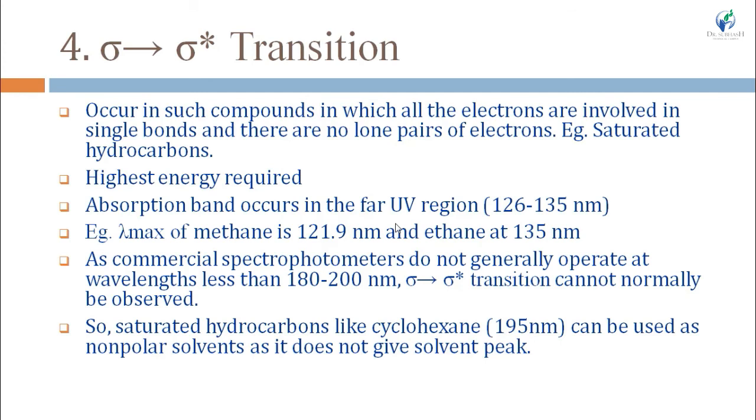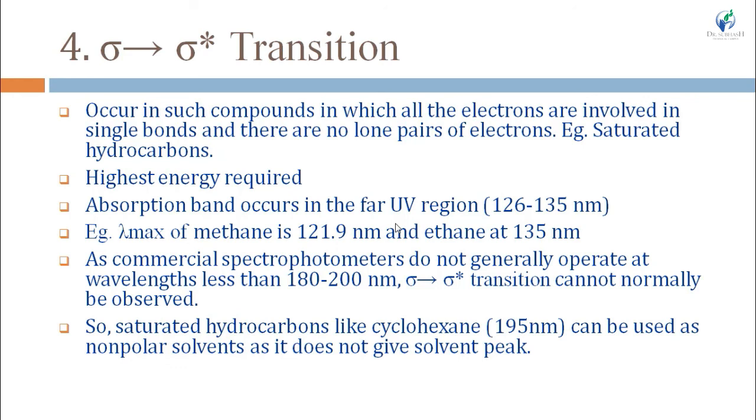And the last transition is the sigma to sigma star transition. This transition occurs in compounds in which all the electrons are involved in only sigma bonds, which means in single bonds only. Here there is no lone pair of electrons, which means this transition occurs in saturated hydrocarbons, and the energy of a sigma bond is highest. That's why this transition requires the highest energy of all the four types of transition.